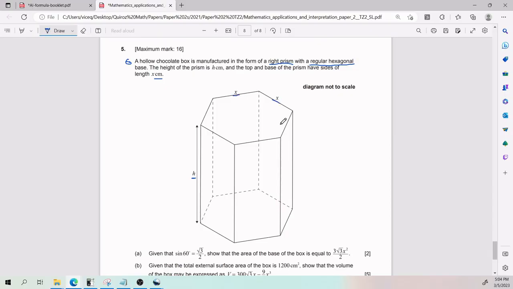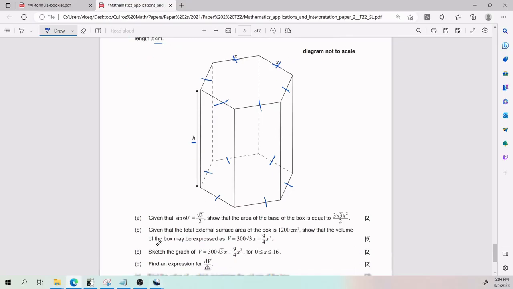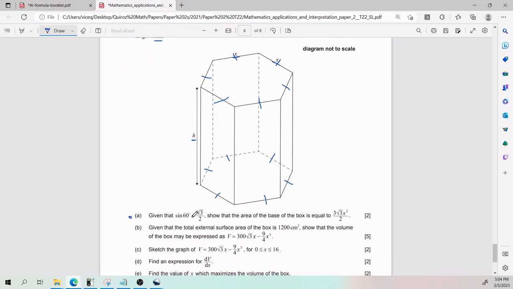So here, here, and technically also here, here, here, here, and here. Let's not forget the bottom. So all of those that I just put in blue are going to be x. Okay, cool. So for part A, they tell us that given that sine 60 equals square root of 3 divided by 2, show that the area of the base of the box is equal to that.